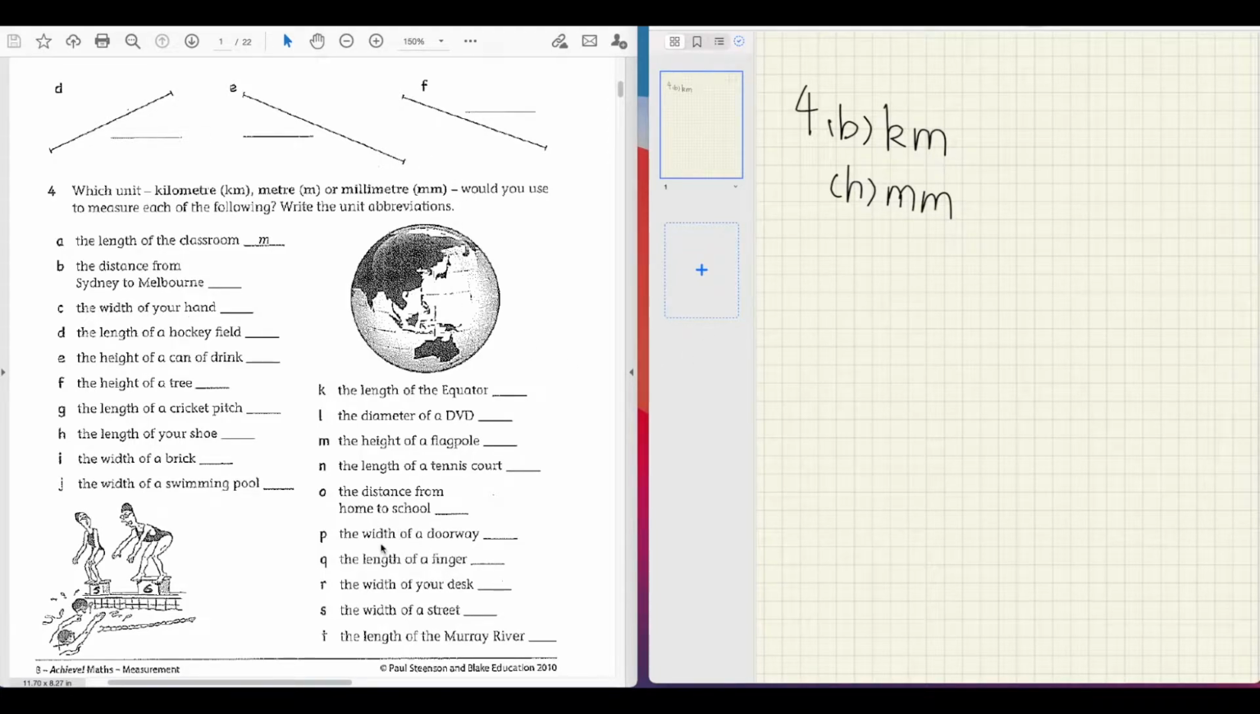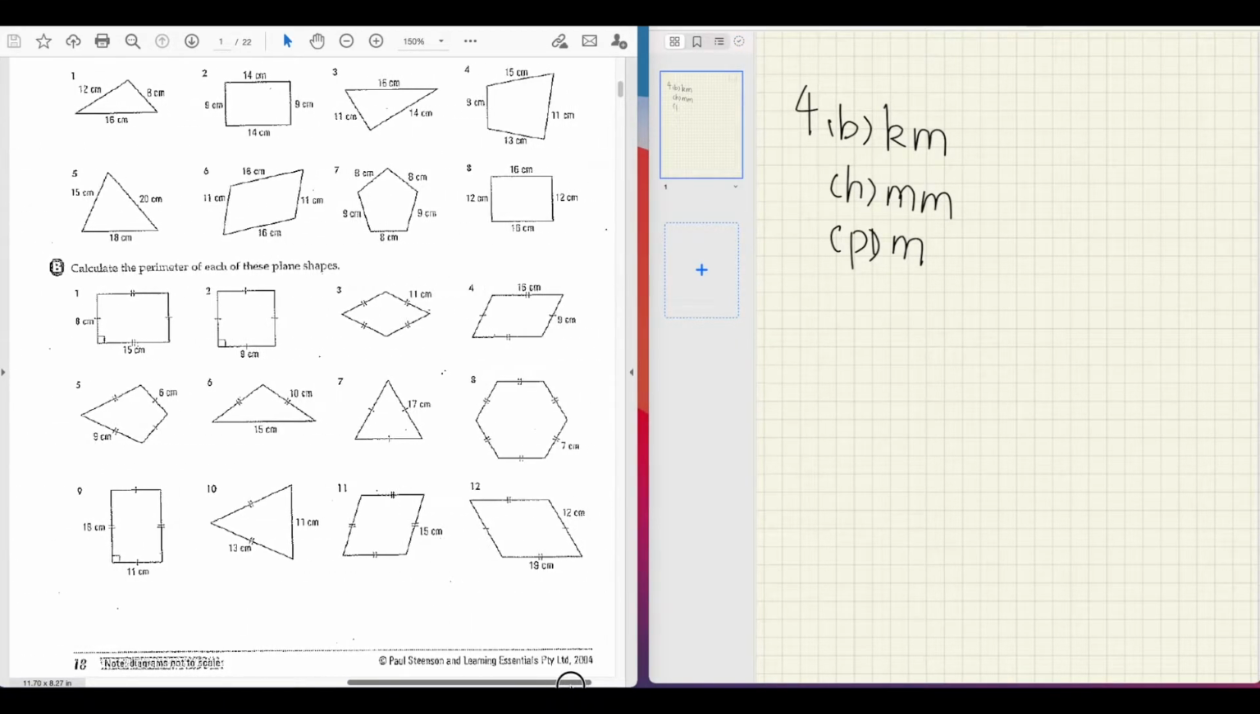Let's pick another one. The width of a doorway. Now, the width of a doorway, doors are quite big, so we can use meters for that, okay? Wouldn't make sense to use kilometers now, would it? Alright, so I'm not going to go through too many of these as these should be quite straightforward. I'm going to move on to the questions, okay?